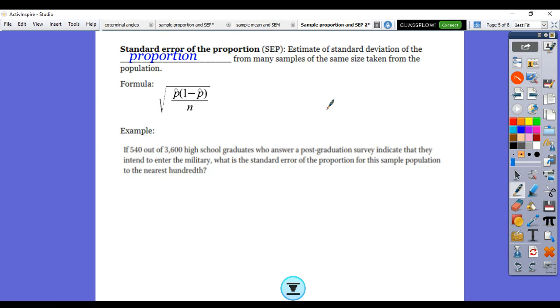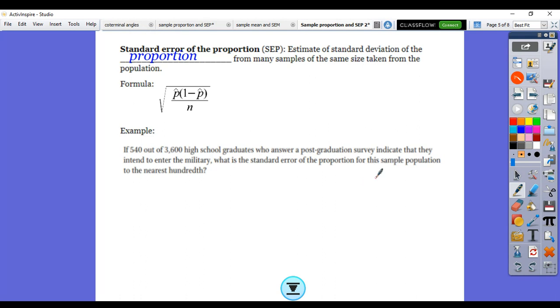And I don't have access to an online calculator anymore, so I'm just going to trust that you can figure that out. Okay, so let's read the problem. If 540 out of 3,600 high school grads who answer a survey indicate they intend to enter the military, what is the standard error of proportion for this sample population to the nearest hundredth?